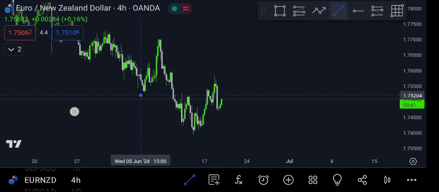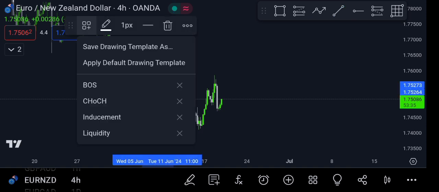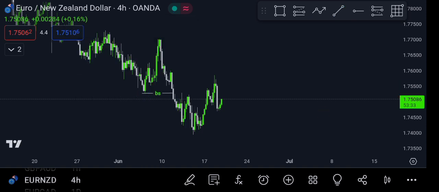For now, I'll be looking for selling opportunities before I'll be looking for buying opportunities, guys. So on the 4 hour time frame, we have our last break of structure here. This was our last break of structure on the 4 hour time frame.